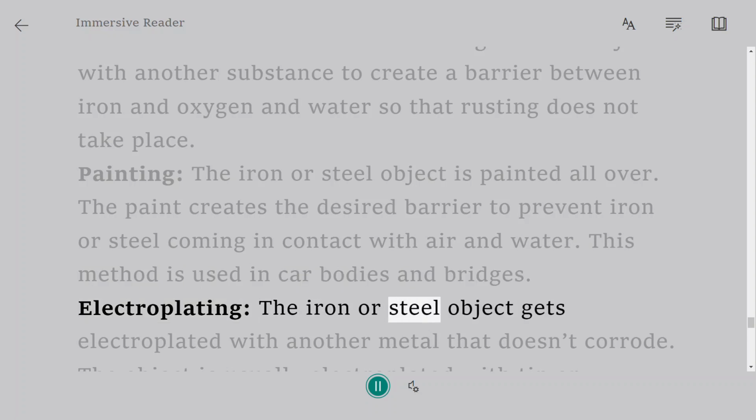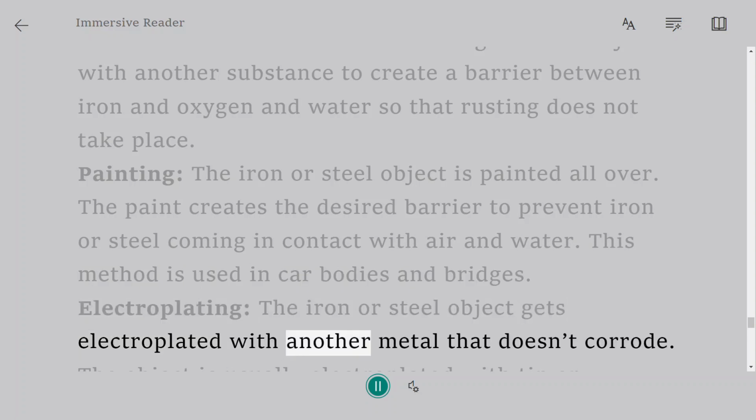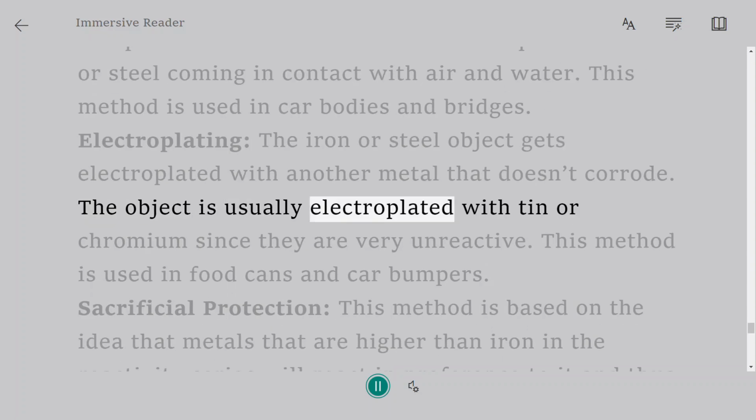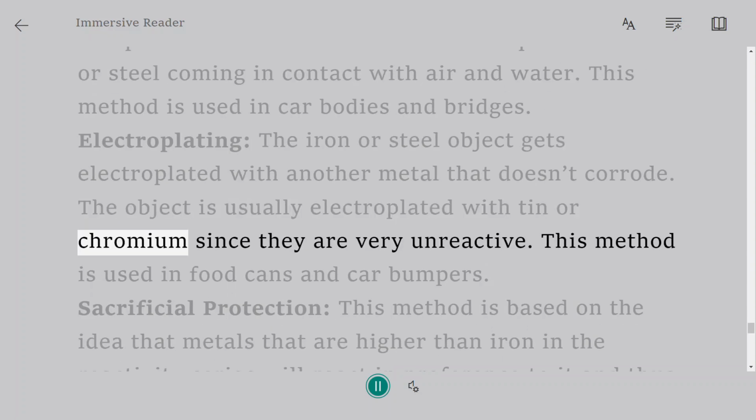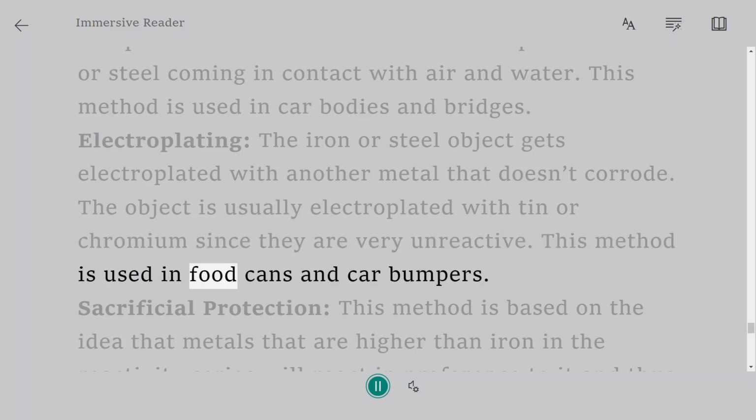Electroplating: the iron or steel object gets electroplated with another metal that doesn't corrode. The object is usually electroplated with tin or chromium since they are very unreactive. This method is used in food cans and car bumpers.